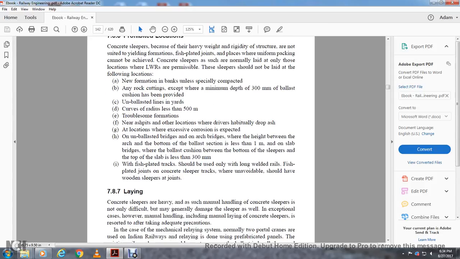With a fish-plated track, this should be used only with long welded rails. Fish-plated joints in concrete sleeper track, where unavoidable, should have wooden sleepers at the joints.